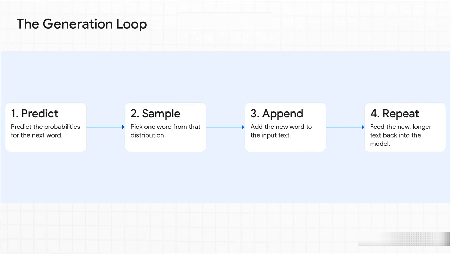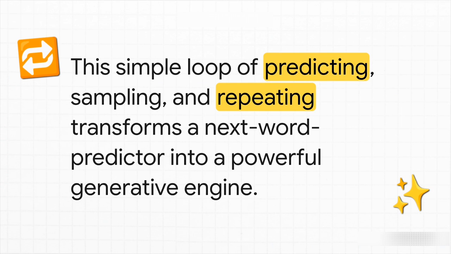The model predicts the probabilities for the next word, it picks one, and then, and this is the absolute key, it sticks that new word onto the end of the input text and starts the entire process over again. And that right there, that's the aha moment. It's this simple act of predicting, then sampling, then adding, and then repeating that transforms a simple next word predictor into this powerhouse of a generative engine. All the complexity and coherence we see just emerges from thousands and thousands of repetitions of this one tiny task.